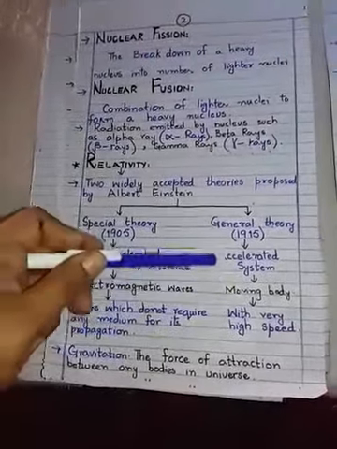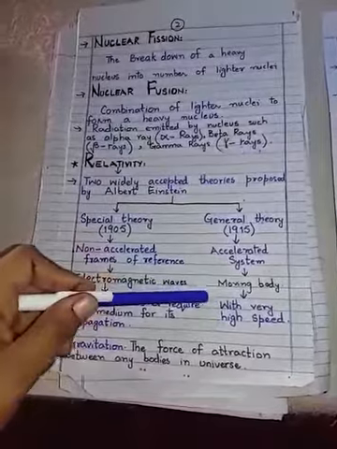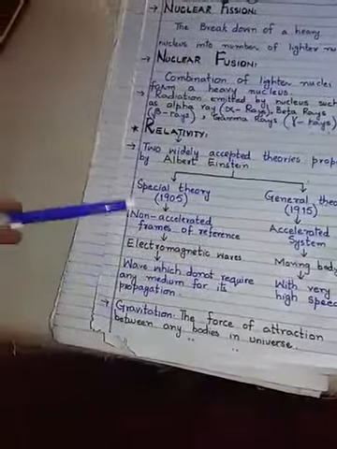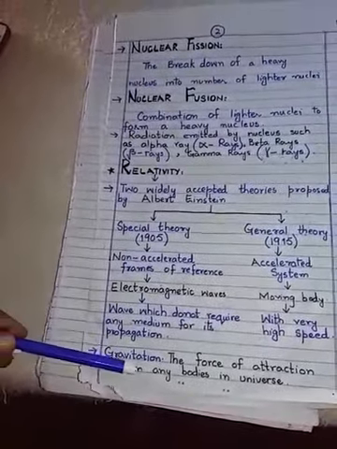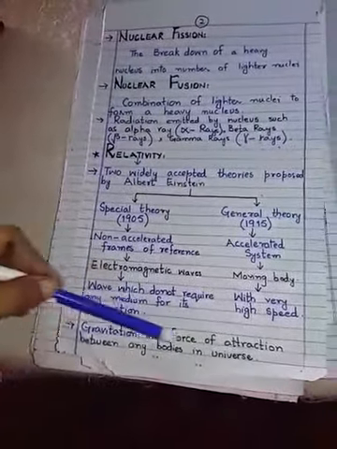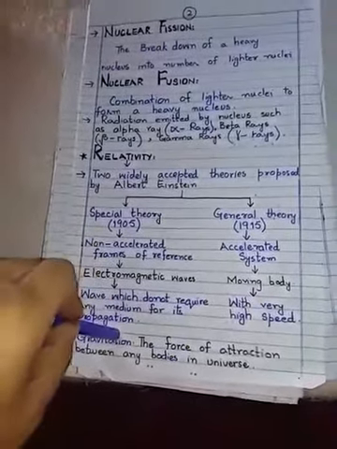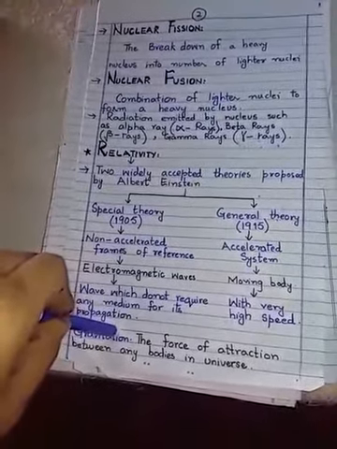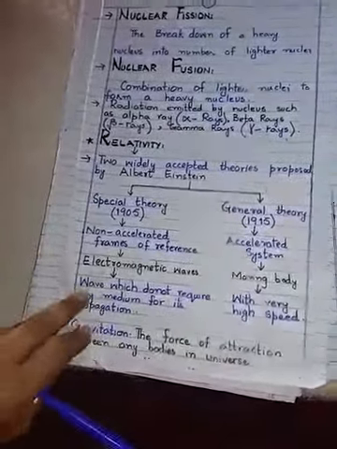And the accelerated system, as its name indicates, is related to a moving body, moving with very high speed. Relativity also deals with gravitation. As I told you, what is gravitation? Gravitation is also known as the force of attraction, and it can be defined as the force of attraction between any two bodies in the universe. Suppose we take an example of two pens. The force of gravitation will also be present between the two pens, two bodies. So this is known as relativity.